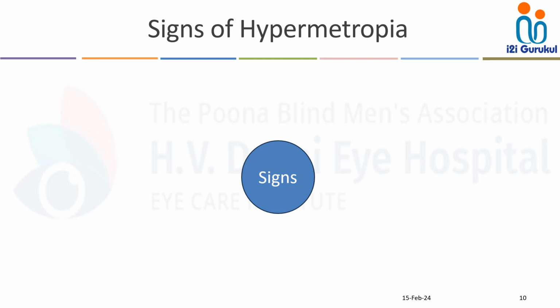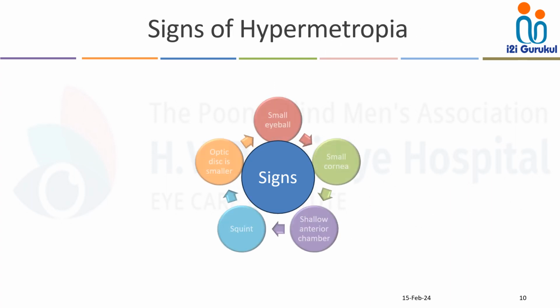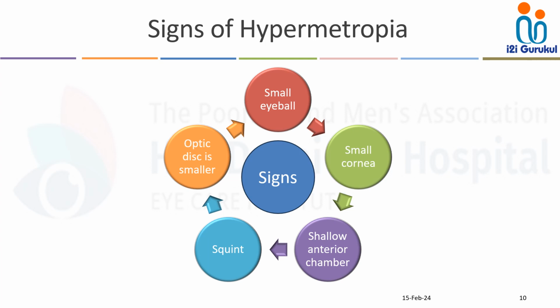Moving towards the signs of hypermetropia. Now you will see many signs in the ocular structure. There will be a smaller eyeball and smaller cornea, a shallow anterior chamber, squint may be there, and the optic disc is smaller in the hypermetropic condition. These are the ocular signs you will see objectively in the patients.